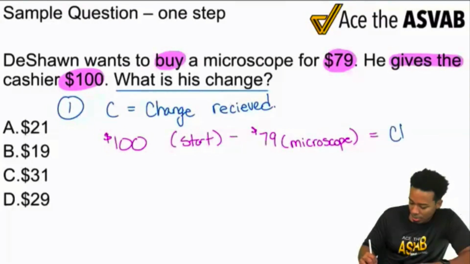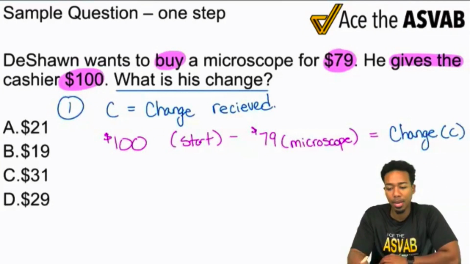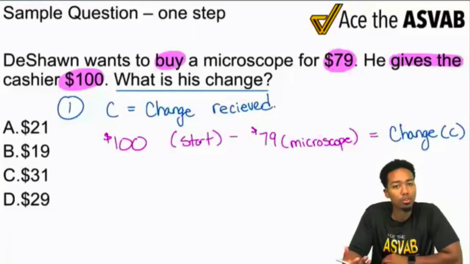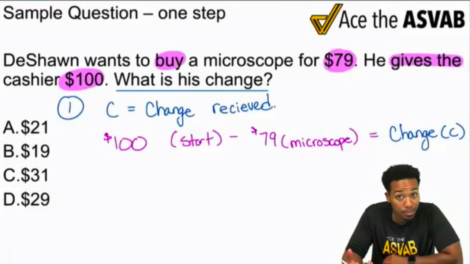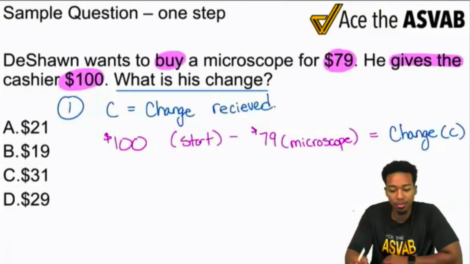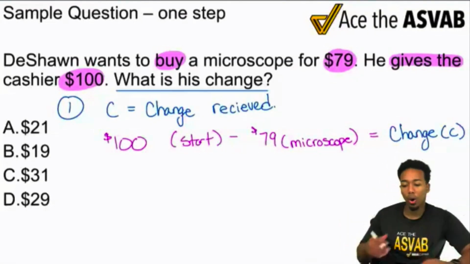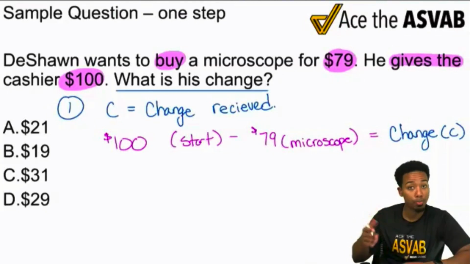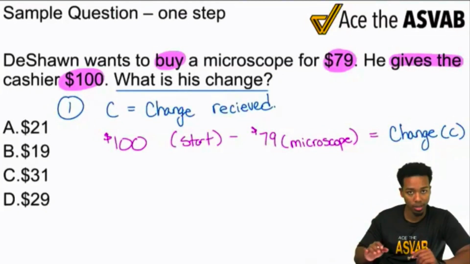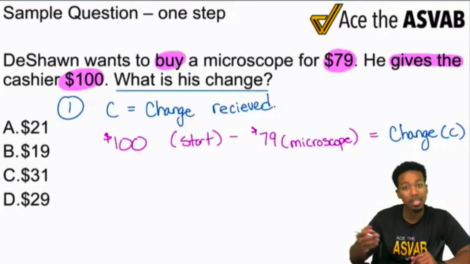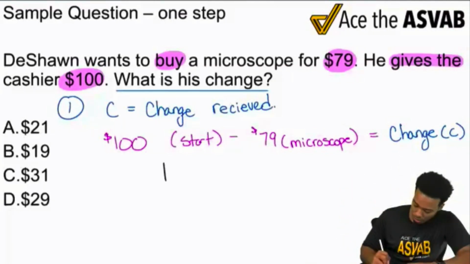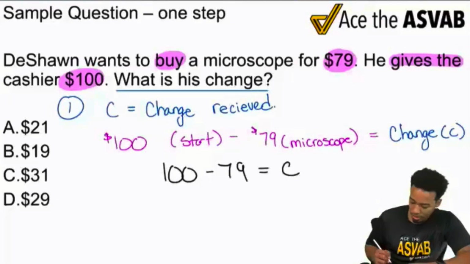So everybody, does this story make sense? You start with $100, you spend $79, and what's left is the change. So what's left is after you subtract, that's what you have. And boom. So now all we have to do is translate this into pure math, solve it, and we're done. This makes sense in English. Let's make it make sense in math. So 100 minus 79 equals your change. And that's it right there.